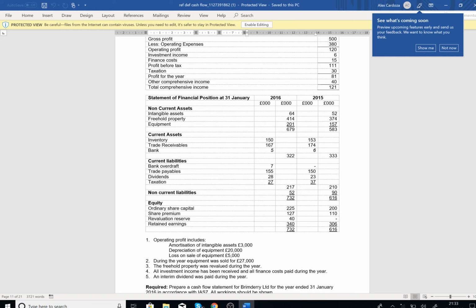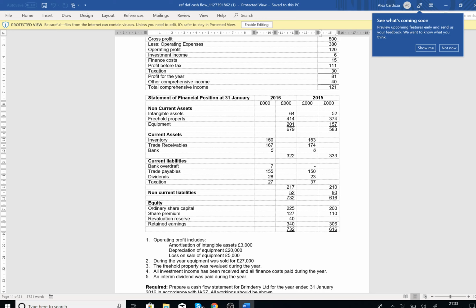So you just do 225 plus 127. As we can see, it's increased, yeah? Equity has increased this year. And then you would just minus it from what it was previously. So minus 200 minus 110, and that gives you 42. Okay. So perfect, that's 42. Wonderful.